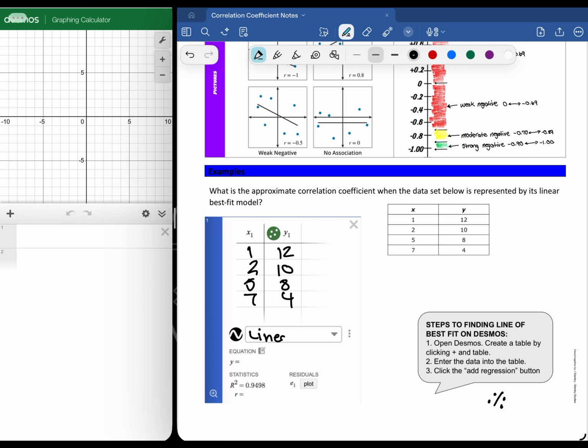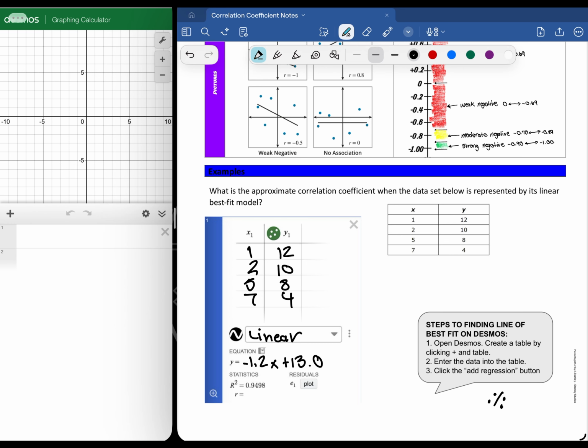Now, with the linear regression, what you're going to see is a whole bunch of data that shows up, like the equation, statistics, and residuals. Now, we're not going to use residuals yet. We used the equation already, but we're just going to write it down so we have it. That was y equals negative 1.2x plus 13.0. But what we really need is under statistics. There are two values underneath statistics. One is r squared, and the other one is the r value.